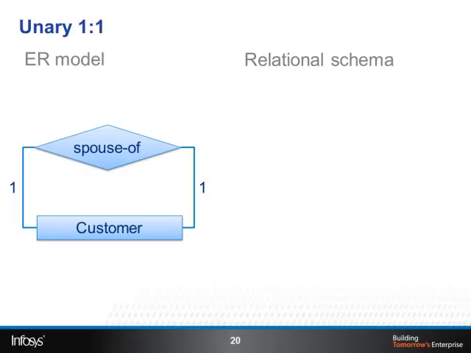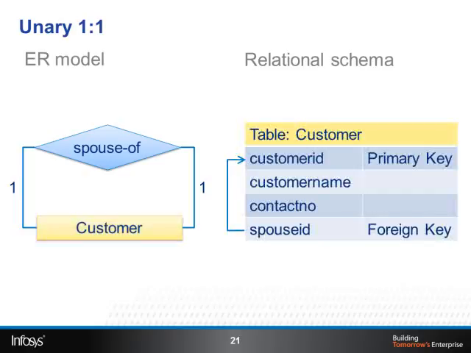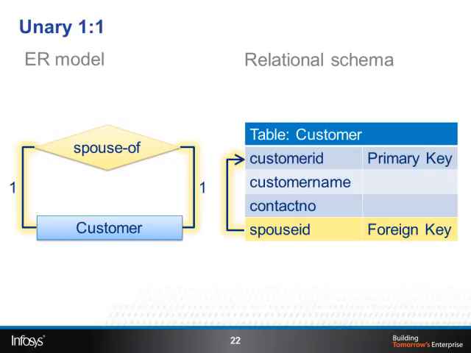As seen before, entity customer is modeled to a table in the relational model as shown. To model the unary relationship spouse of, the column spouse ID is added to the table customer, which references its own primary key. Thus, the relational schema for the scenario customer is spouse of customer is as shown.